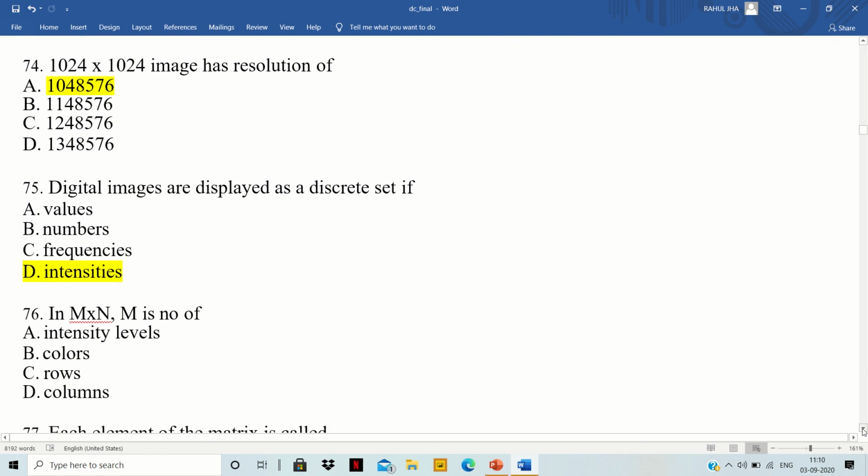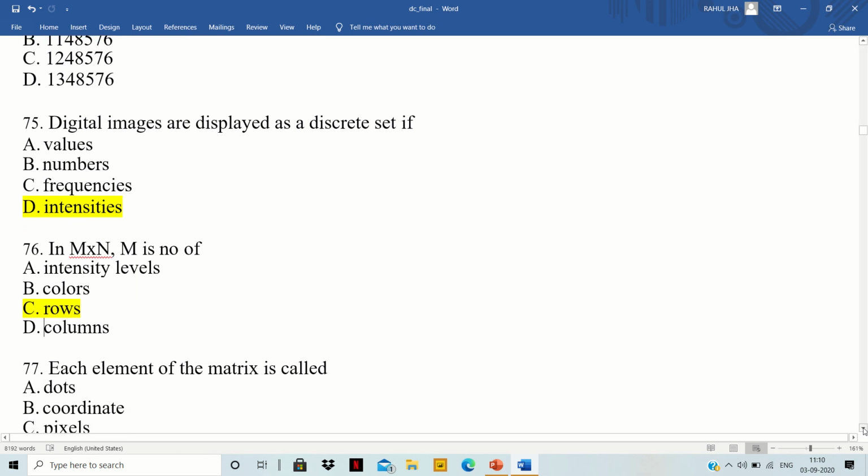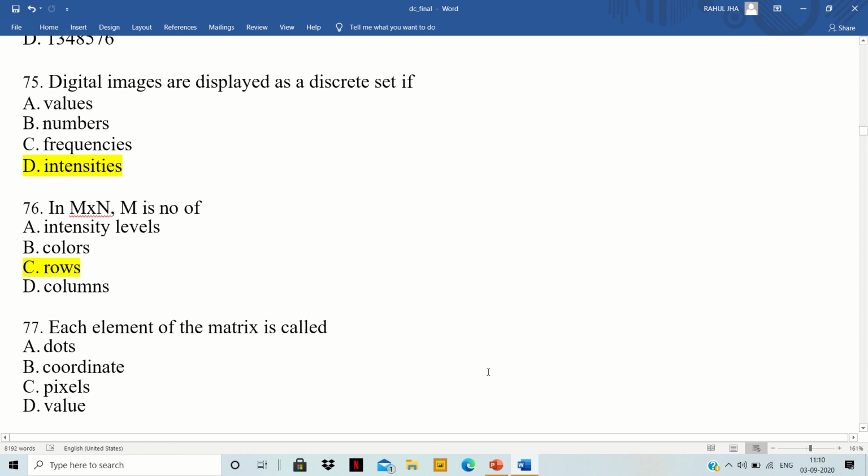Next question. In M into N, M is the number of: intensity levels, colors, rows, or columns. This is a very easy question because M is the number of rows. Next question. Each element of the matrix is called: option A, dots; option B, coordinate; option C, pixels; and option D, value. If it is about an image, each element of the matrix is called a pixel.